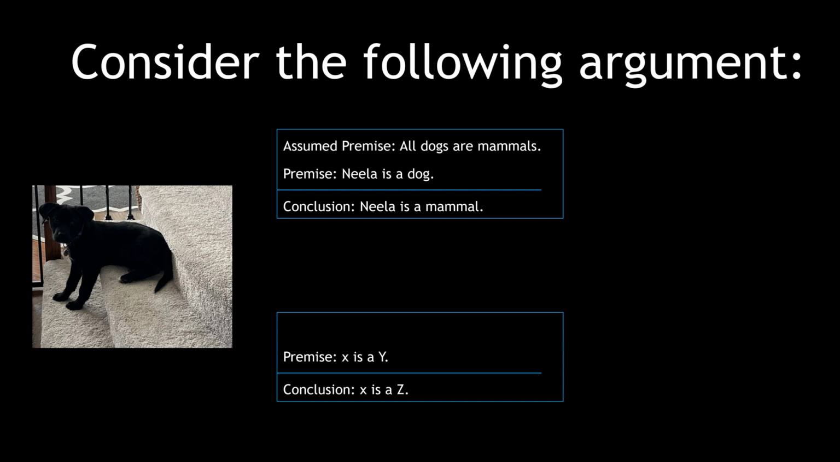And the new argument's form would look like this. Assumed premise: all Y's are Z's. Premise: X is a Y. Conclusion: X is a Z. Now the argument appears to be good. All we had to do was spell out the assumed premise.